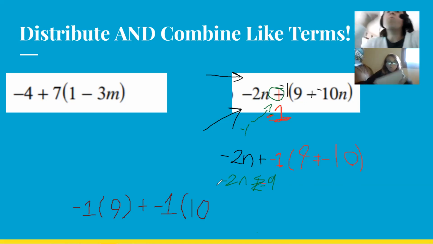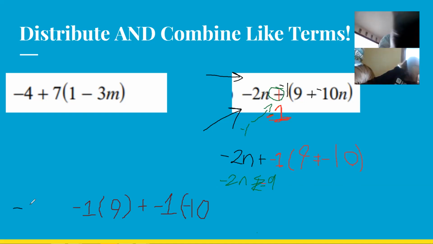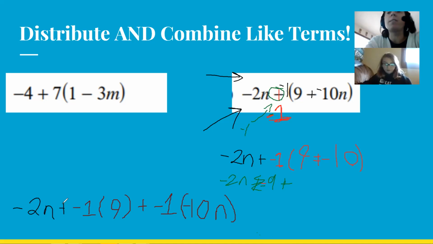So negative 1 times 9, and we still have that negative 2n in front. Perfect. Good stuff, guys.